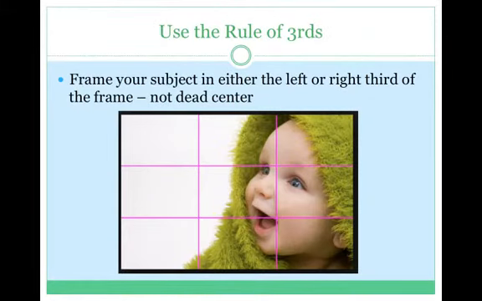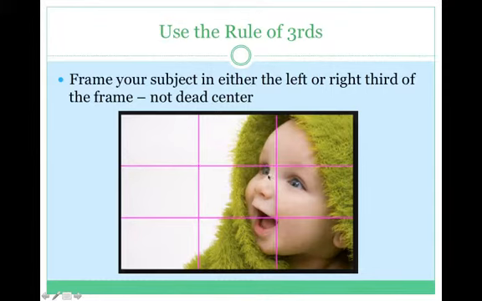Rule of thirds. So obviously we've talked about rule of thirds before. It's very relevant as it relates to photographs. So you want to frame your subject with either the right or the left third of the frame, not dead center. It adds a lot more visual interest. And especially if it's a face, you want to keep in mind looking room. So you want the open area to be off the end of that person's nose.